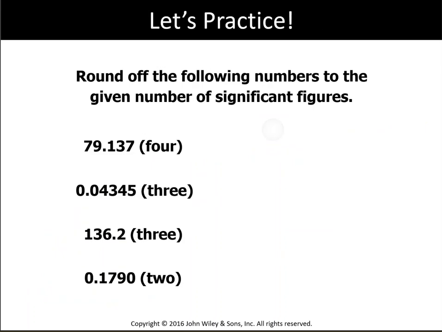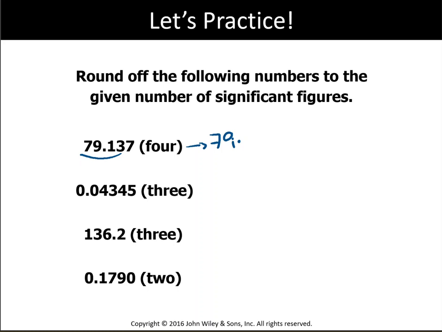So let's look at a couple of examples here. For example, 79.137, you want to round this to 4 significant figures. 4 significant figures, meaning that you want to keep 7, 9, 1, and 3. Now the question is on the 3. Do I keep it as is, or do I round it up? In order to answer that question, you look at the digit that comes right after 3, which is 7. 7 is more than 5. It means that you need to round this up.